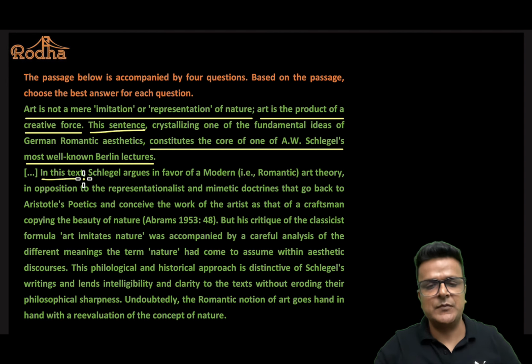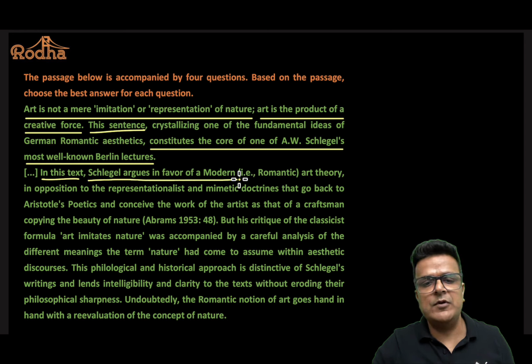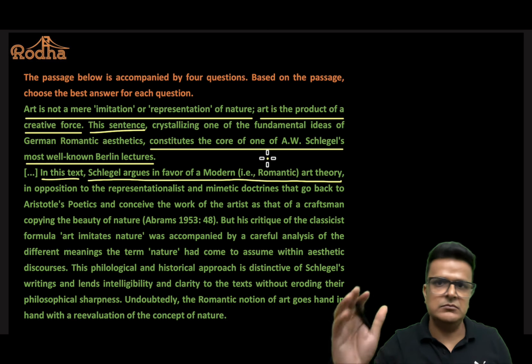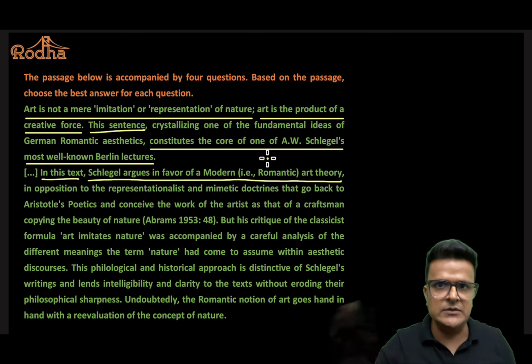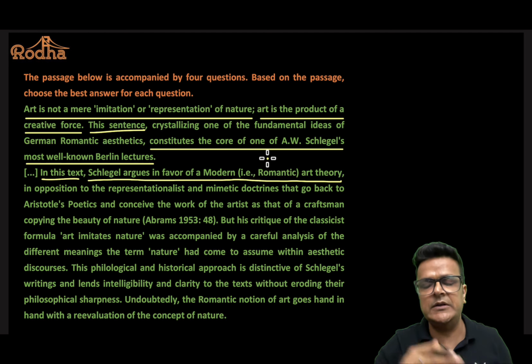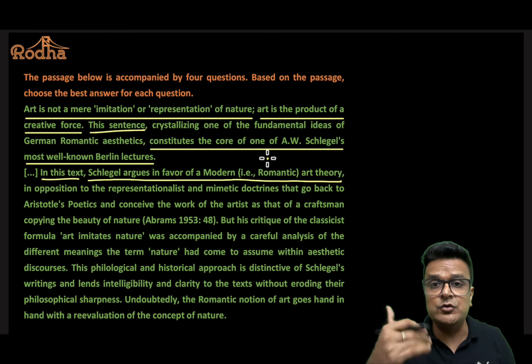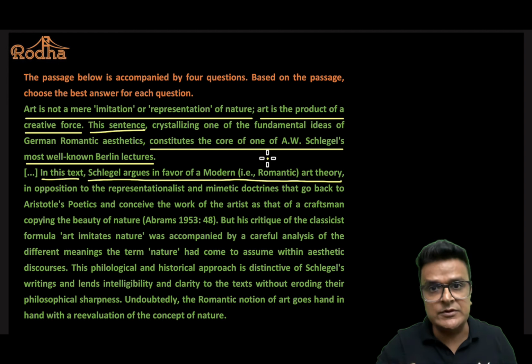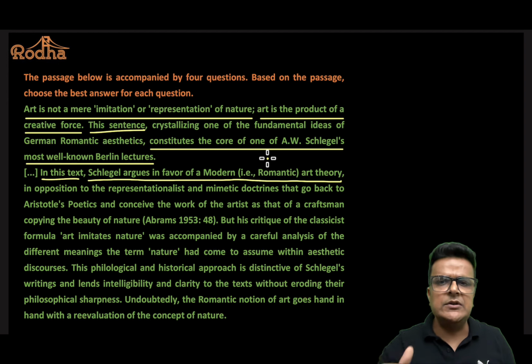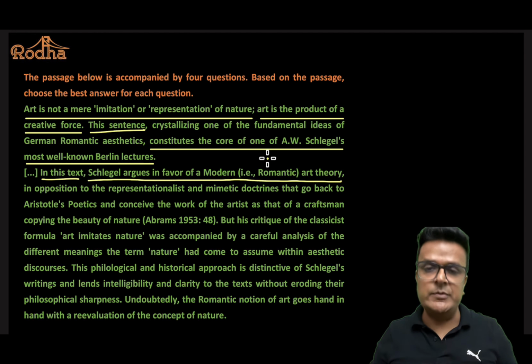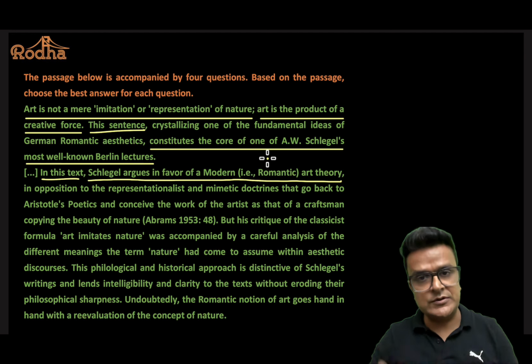In this text, Schlegel argues in favor of modern art theory. Romantic here does not mean the way we see romantic word, right? Pyar mohabbat, it's not that thing. Romantic basically here means it was basically a belief, a philosophy that individuals are important, emotions of individuals are important. Philosophy में generally इंसानों की ज़्यादा value होती नहीं थी पहले, but romanticism said इंसानों की value है, human beings are important, individuals are important, their emotions are important.